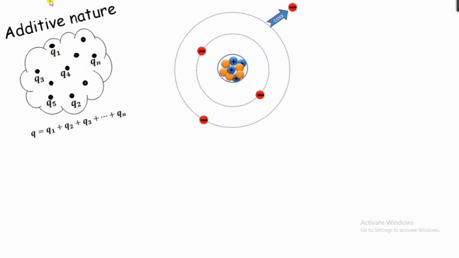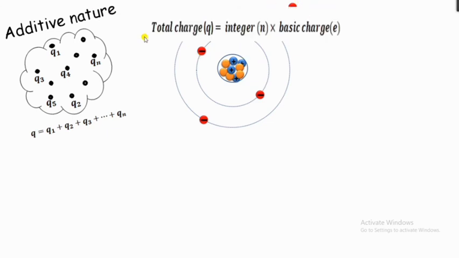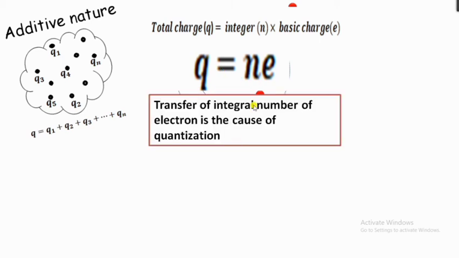So let's summarize the video. There are 3 basic properties of charges. One is additive nature, which says the total charge of a system is the algebraic sum of all the charges present on it, and we can charge an object by adding or removing electrons. Next is quantization: total charge is an integral multiple of the basic charge, that is the charge of the electron, and the formula is Q = Ne. The cause of quantization is the transfer of an integral number of electrons. We cannot transfer half electrons.